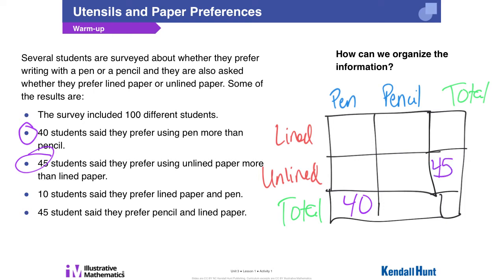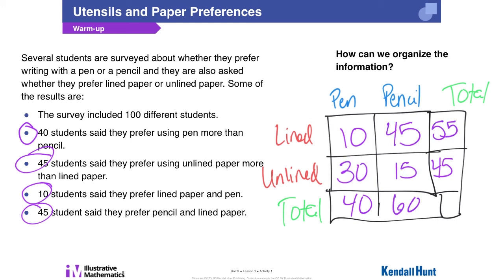The next one says that 10 students said they prefer lined paper and pen. Lined paper and pen is going to be right here. And the 45 students that said they prefer pencil and lined paper would be right here. Check over your table here and see if yours matches mine.